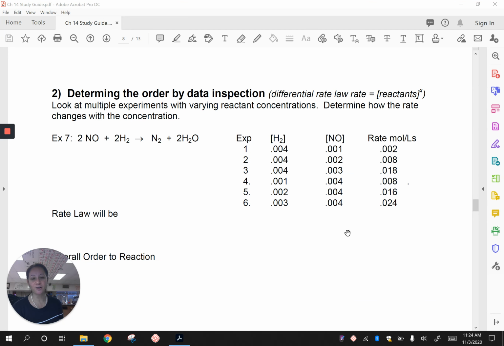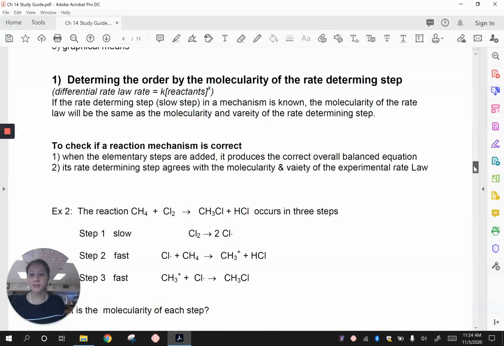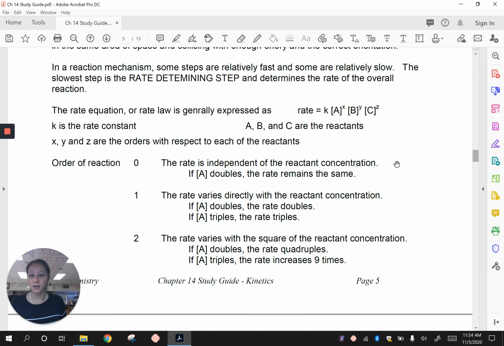Hi guys, we are continuing chapter 14 and reaction rates, and we are talking about the order of the reaction. And remember we said that when we write our rate law, rate is equal to k, like a constant, times the concentration of the reactants raised to some power, and that power is my order.